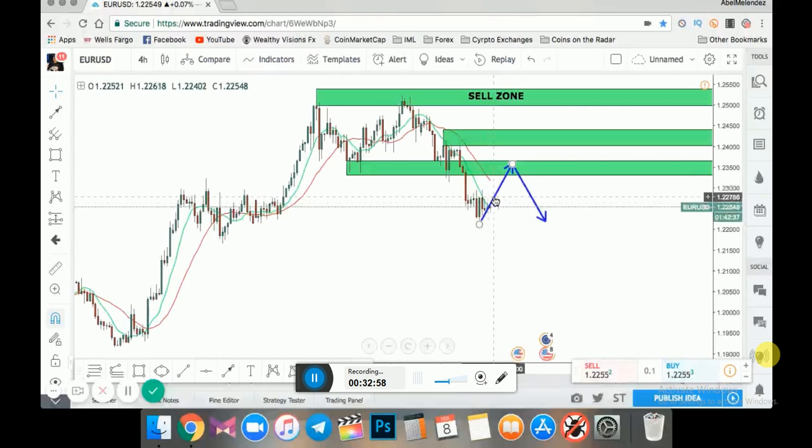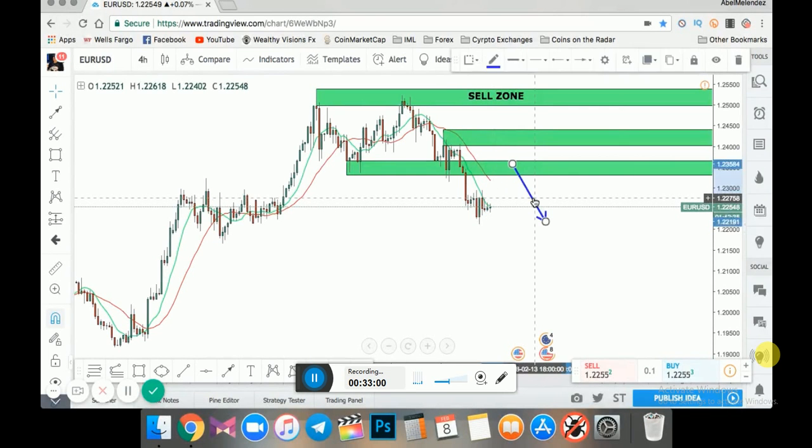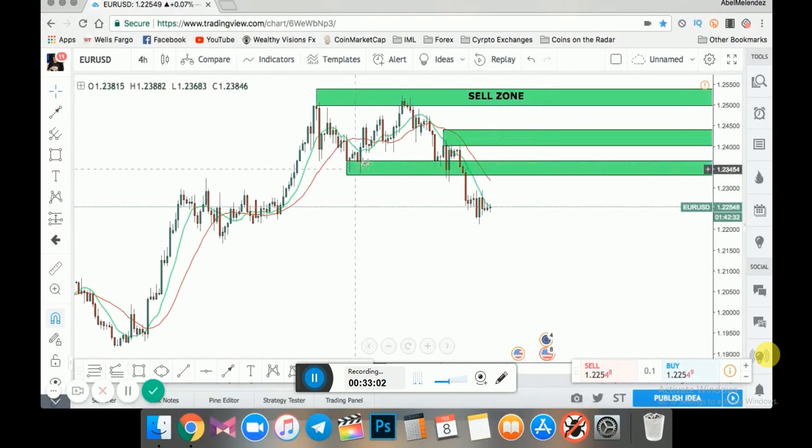So, like I said, these zones, this is what I call a flip zone. Because it was here, right? Acted as a nice support zone, finally broke through it. And now I'm anticipating it to act as a resistance zone. That's why I call it a nice little flip zone, okay?